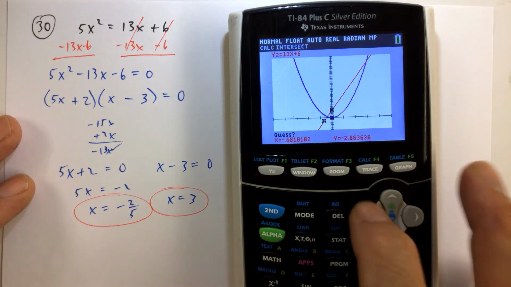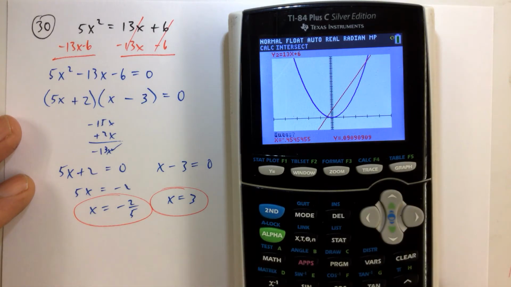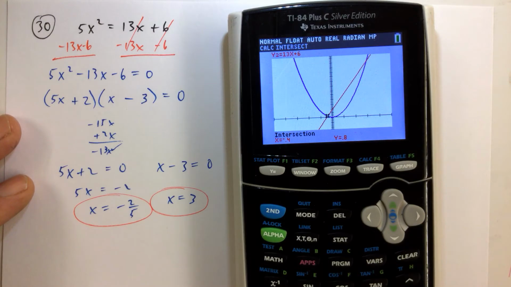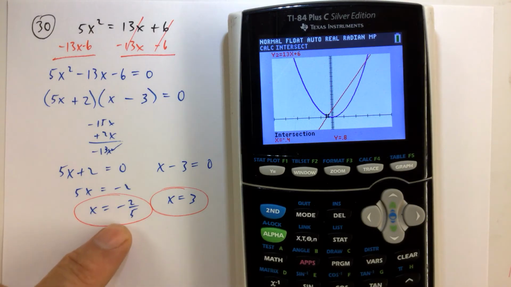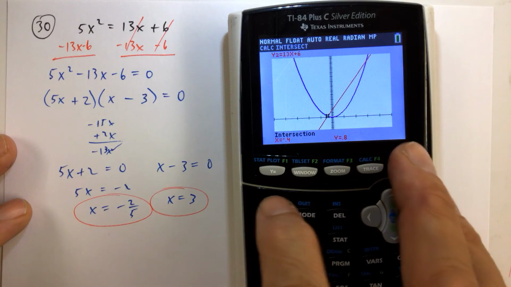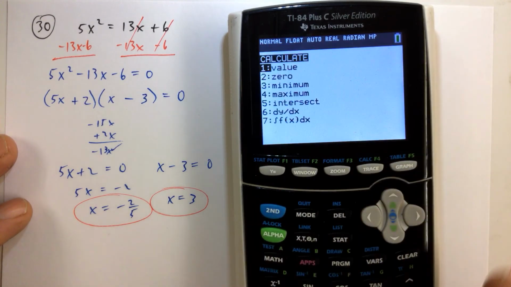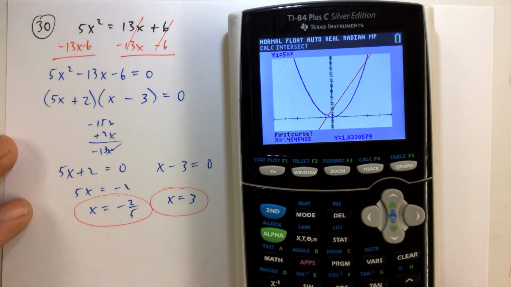Then move the cursor over to the left a little bit to find that x equals negative 0.4. And remember, we found negative 2 over 5. Well, 2 over 5 is 0.4. So when x is negative 0.4, we found the first one. Let's do it again. Second, calculate, 5 for intersect. First curve is the blue curve, enter. Second curve is the red curve, enter.